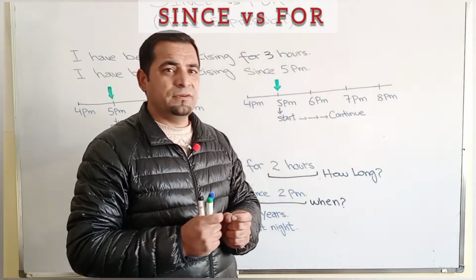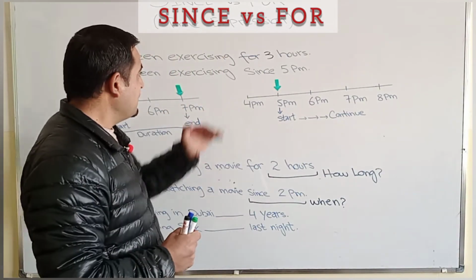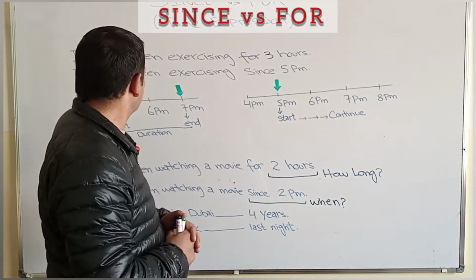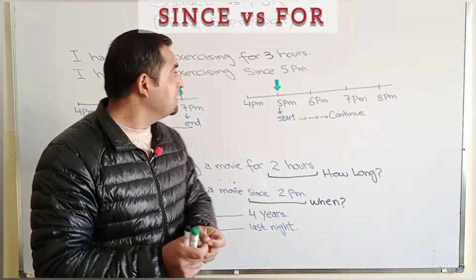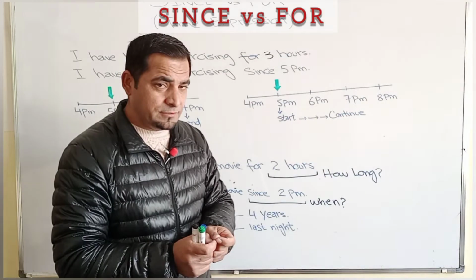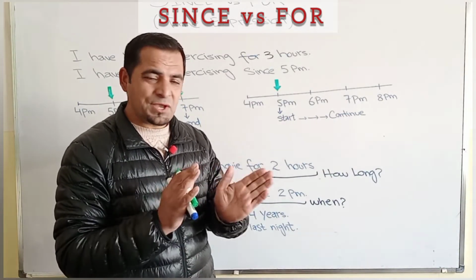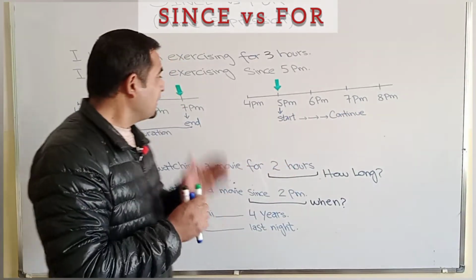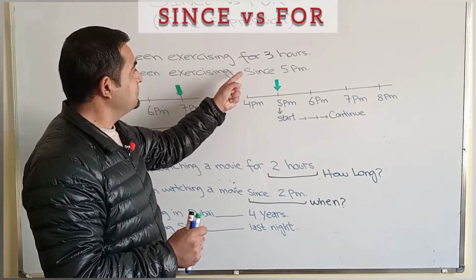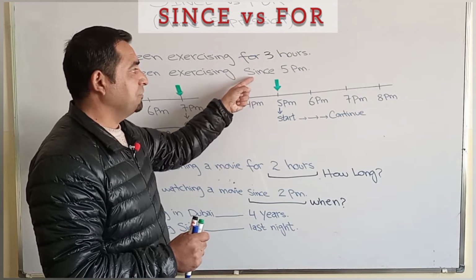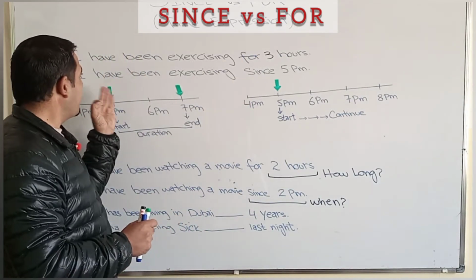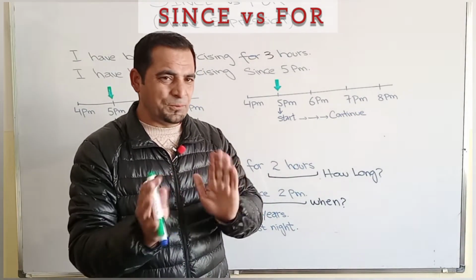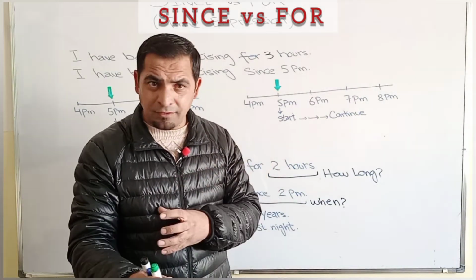Let me ask you a very simple question. Can we use since here in this sentence? Let's try it. I have been exercising since 3 hours? Not right. It sounds odd. It's wrong. Likewise, we can't use for here in the place of since. Let's try it. I have been exercising for 5 p.m. No, this combination doesn't work.